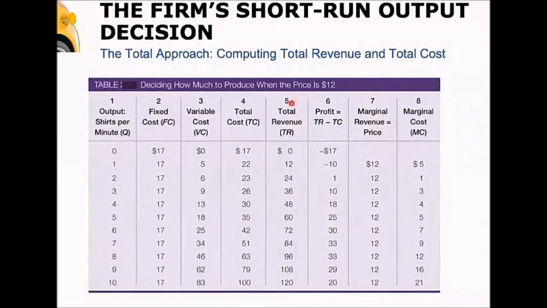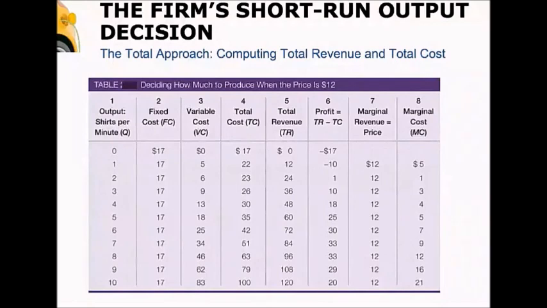Total revenue is the total amount that is brought in when selling the amount that's produced. So if the firm produces 0 t-shirts, it gets 0 revenue. If it produces 1 t-shirt, it gets $12 because the price is equal to 12. If it produces 2 t-shirts, it gets $24. Next we have profit, which is total revenue minus total cost. Marginal cost is how much total cost changes as we produce another unit of output.